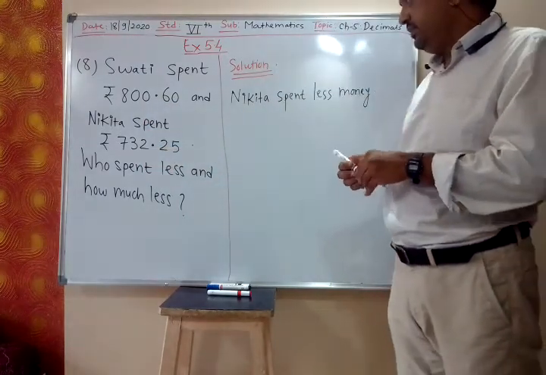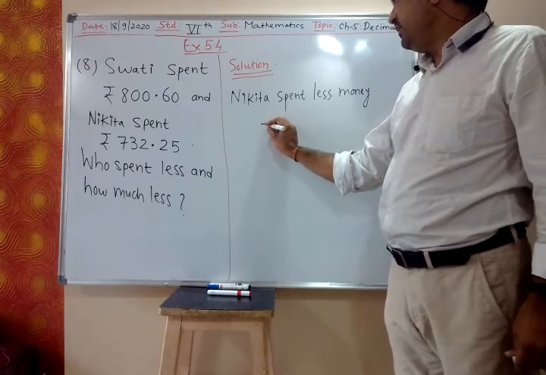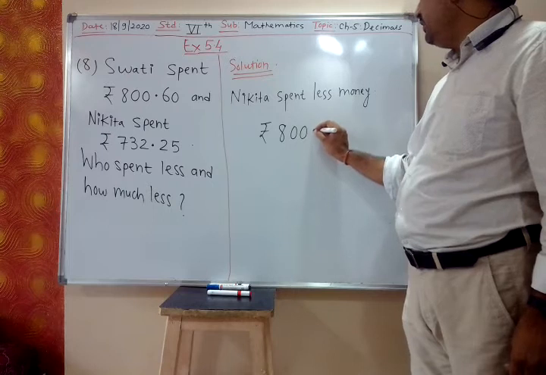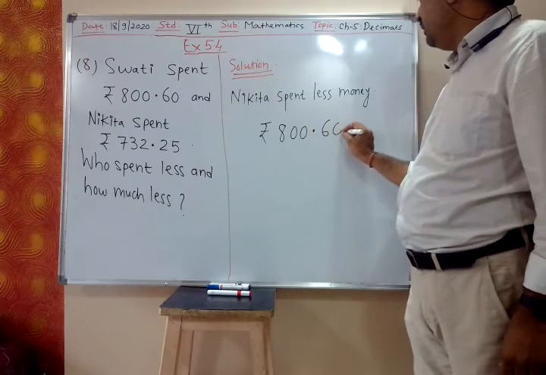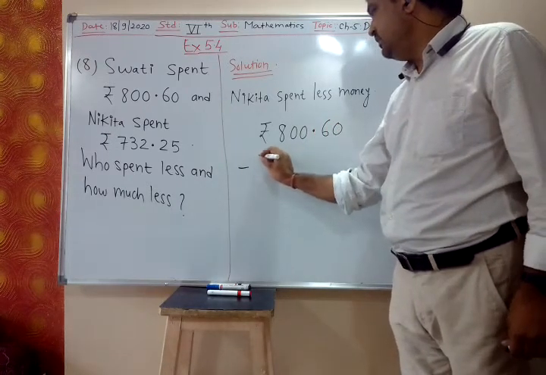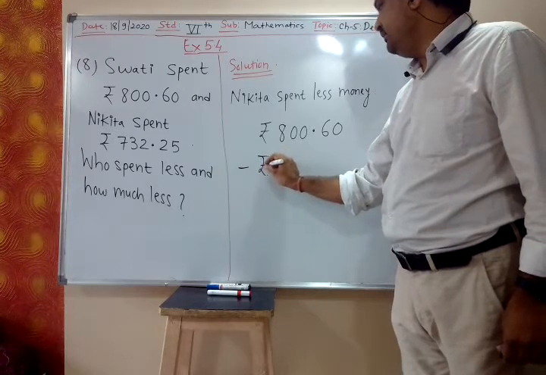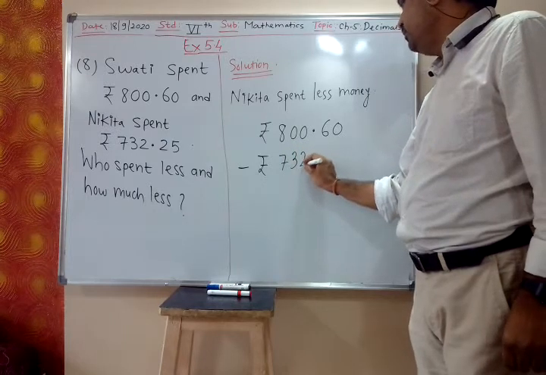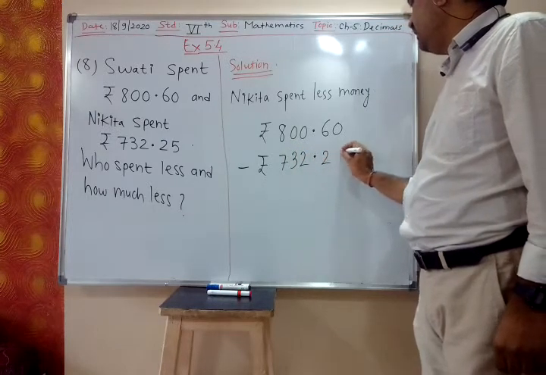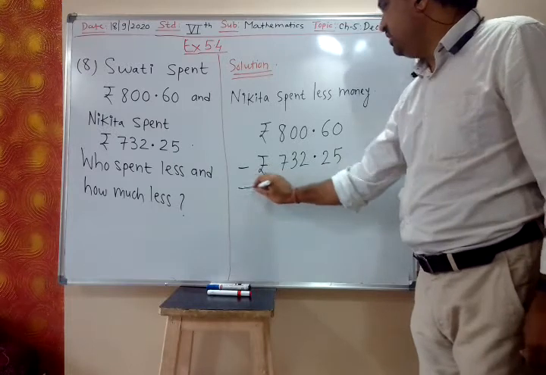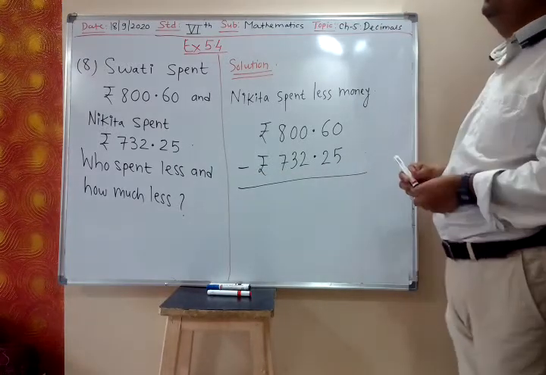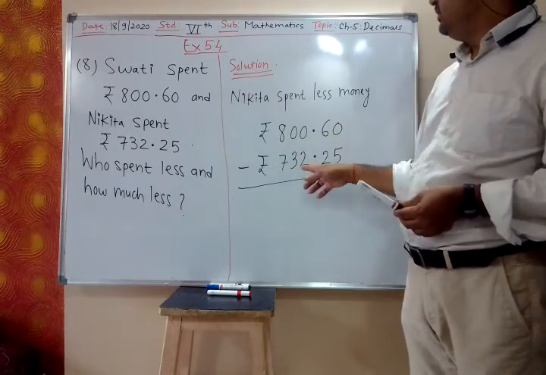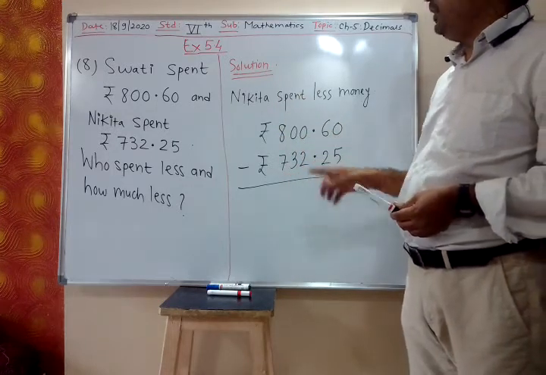So now we subtract rupees 800.60 minus, to find the difference we subtract rupees 732.25. Now we have to subtract. By how much less means you have to subtract the bigger amount, 800.60 minus 732.25.